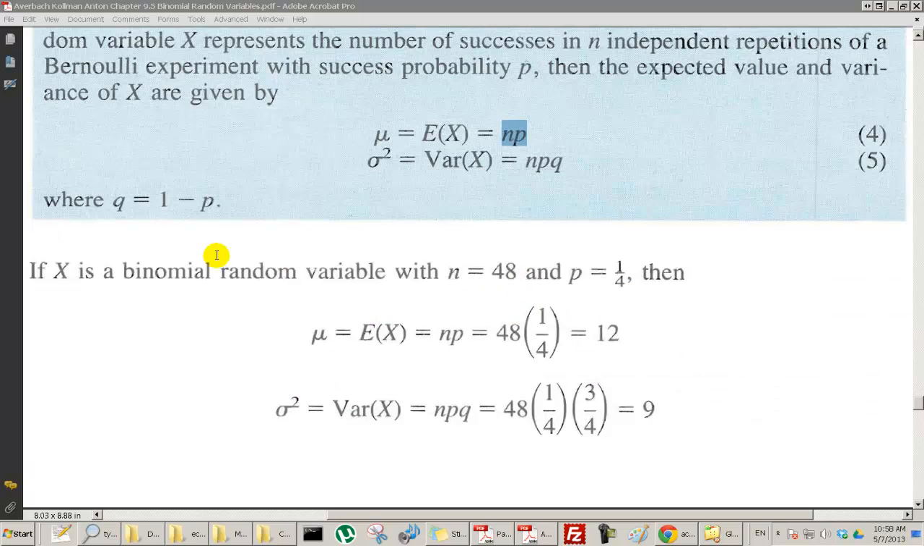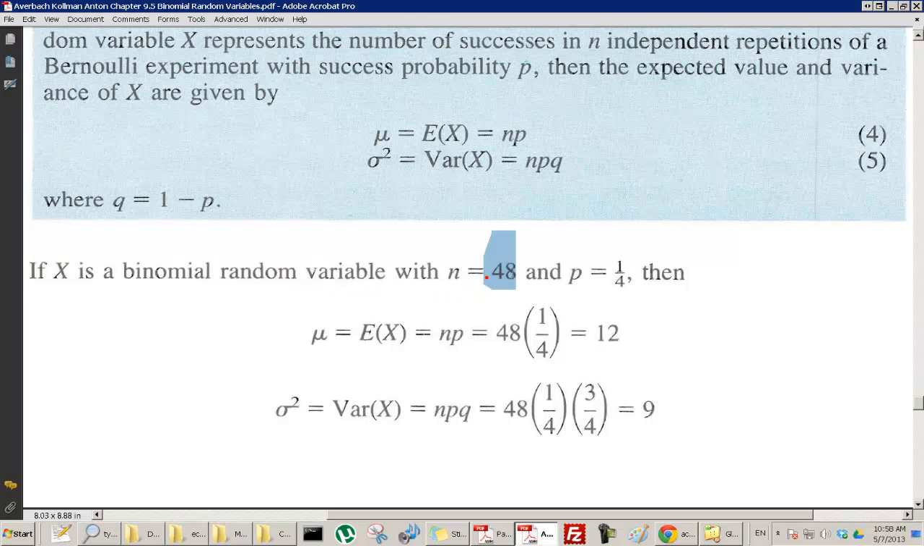So as some examples, if x is a random variable with n equals 48 repetitions and p equals 1/4, then the expected value is going to just be 48 times 1/4, which is 12, and the variance will be 9. Now remember that the variance gives you some kind of feeling for the spread of the random variable. So this random variable would have a spread of 9. Usually it's the square root of the variance, or just sigma, which we would say is an indication. So we would say the standard deviation is 3. That's a kind of indication of the spread.